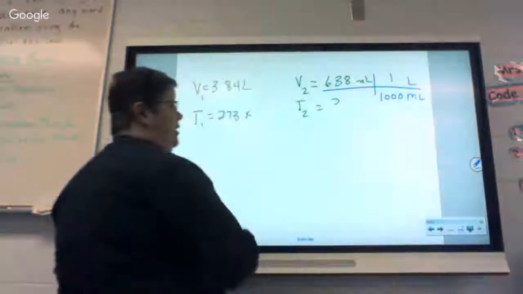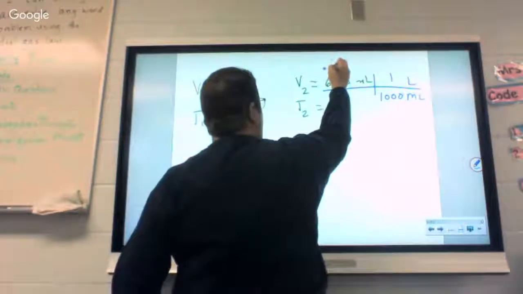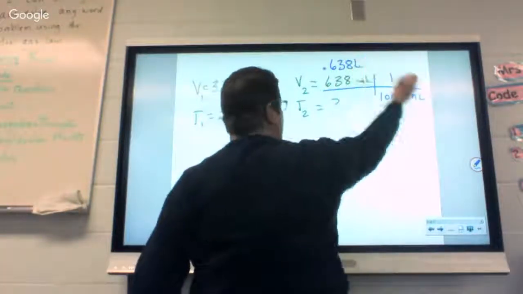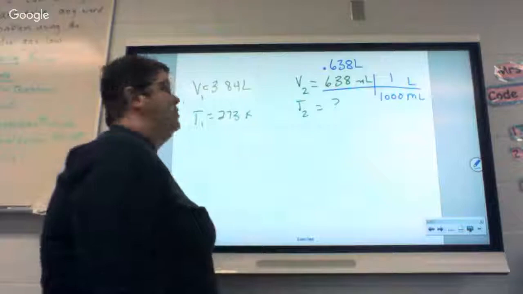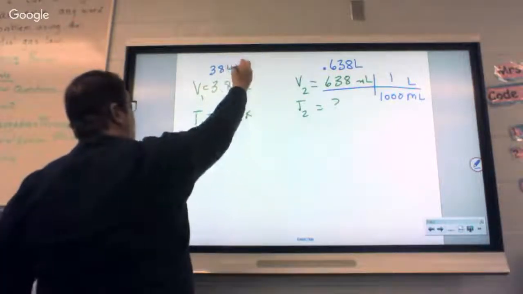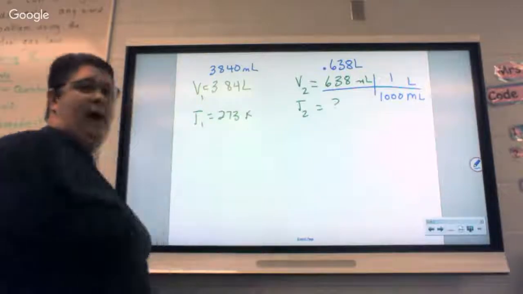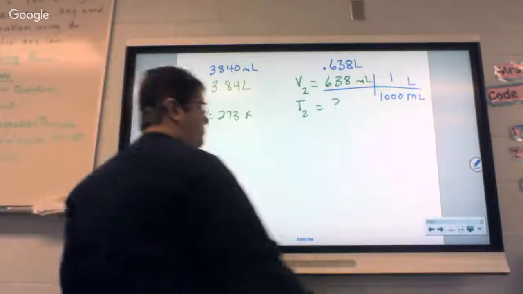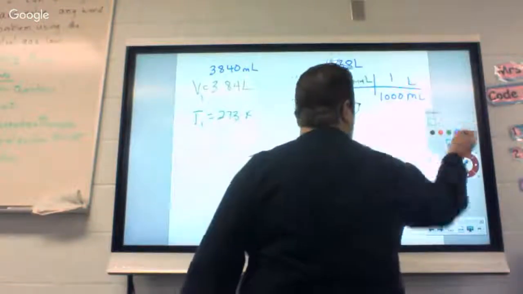Okay? So when we divide, we get 0.368 liters. Now, if you weren't a fan of liters and you went to milliliters, you would have 3,840 milliliters if you chose to go that route. Okay? Either one is fine. Your formula for Charles' law is what?